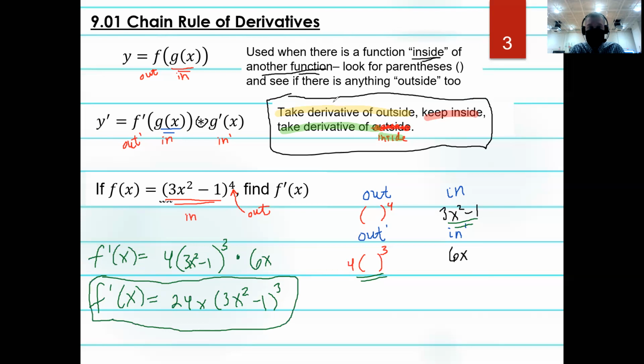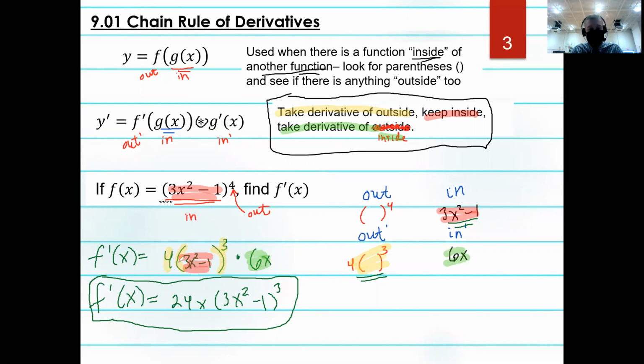So once again, let me just highlight some things. Derivative of the outside. Oops, there we go. Derivative of the outside. That's where that 4, 3, and the parentheses came from. We kept the inside the same. Right, there's that 3x squared minus 1. And then finally, we took the derivative of the inside.